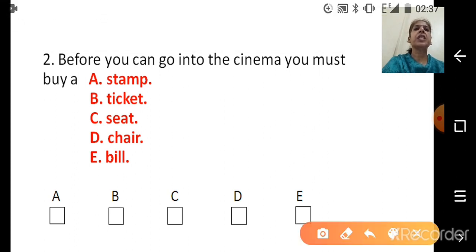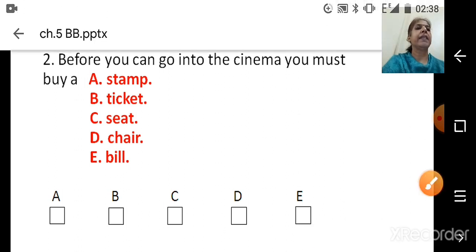Before you can go into the cinema, you must buy a. So what we buy when we go to watch a movie or we go into the cinema? We buy a stamp, we buy a ticket, we buy a seat, we buy a chair, or we buy a bill. So the correct answer is, what we buy, children? Ticket. Which option it is? B. So the answer is, before you can go into the cinema, you must buy a ticket. So you know now, when we go to the cinema to watch a movie, we buy a ticket.